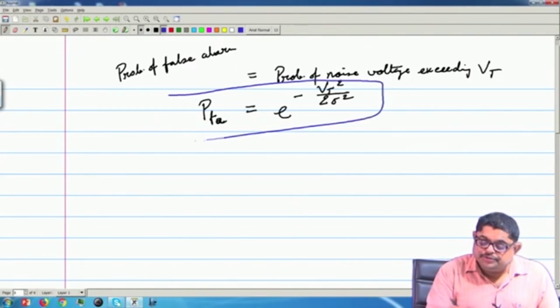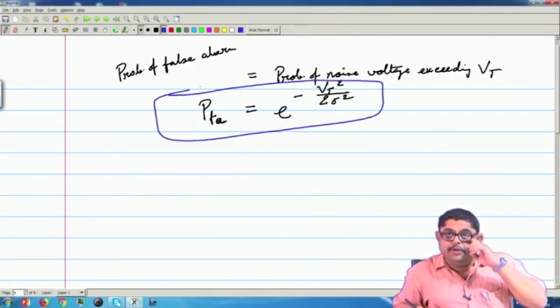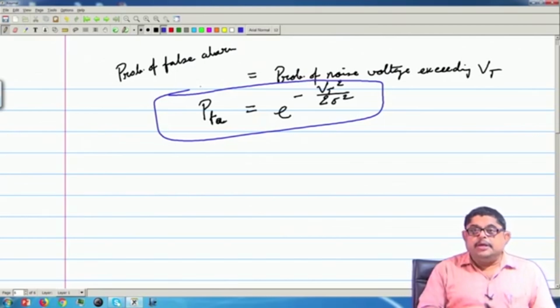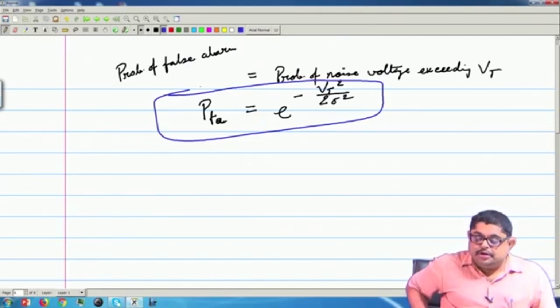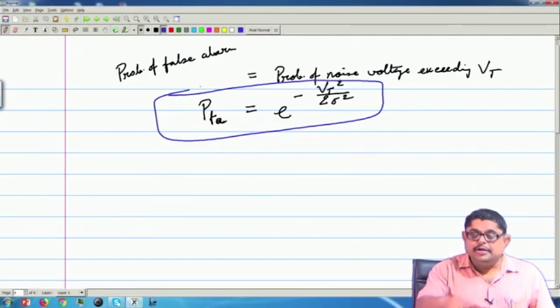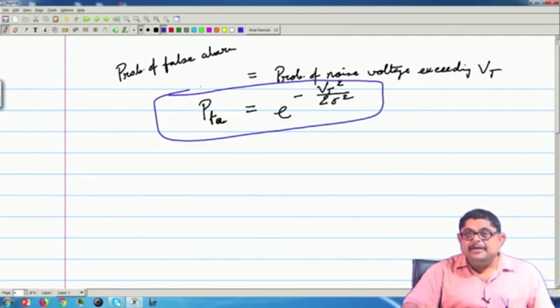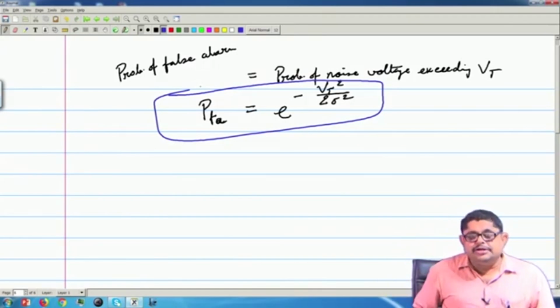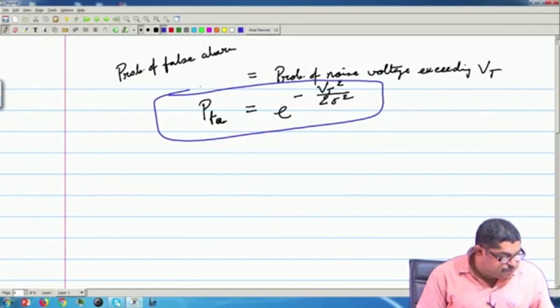So, this we have found, the probability of false alarm. Based on where I put my threshold, I get the probability. If I raise the threshold, the probability of false alarm comes down, as it is obvious. If I lower the threshold, noise will be crossing it more often, and so the probability will increase, etcetera.